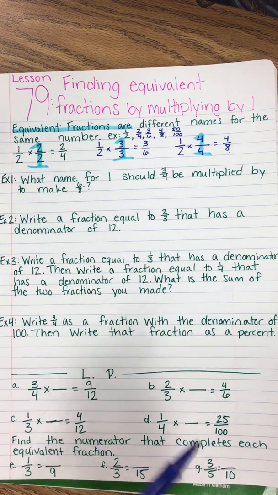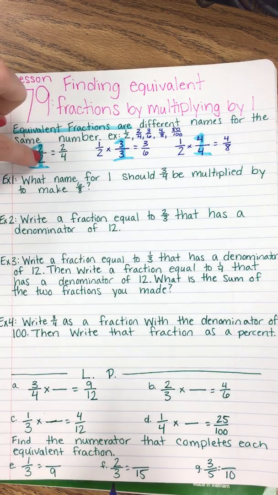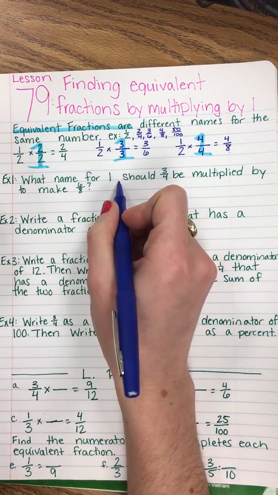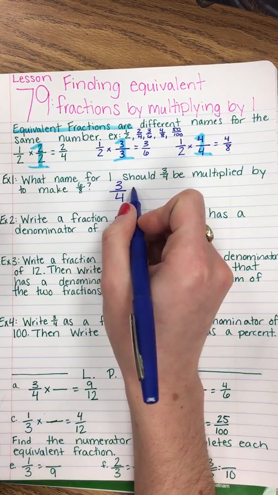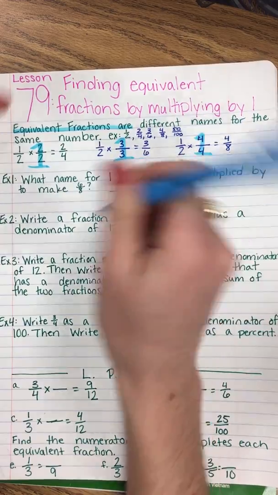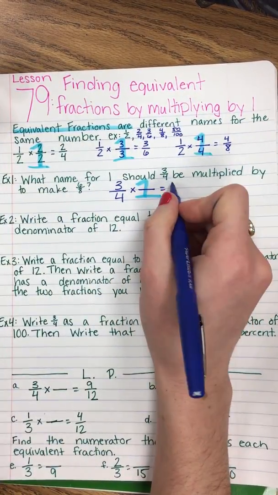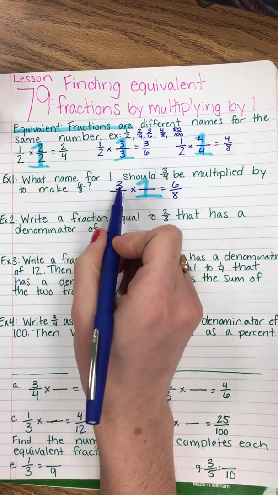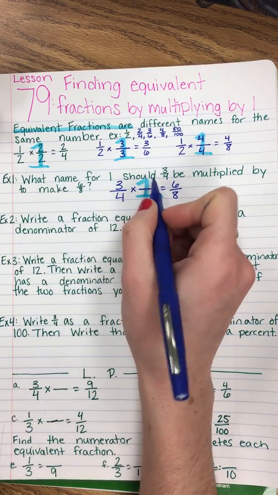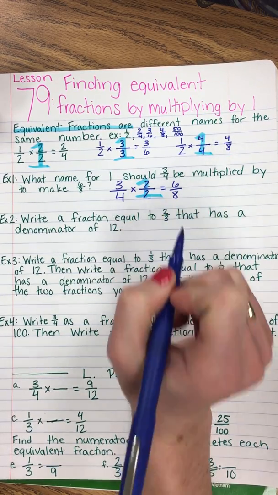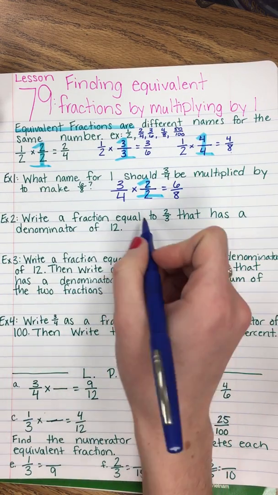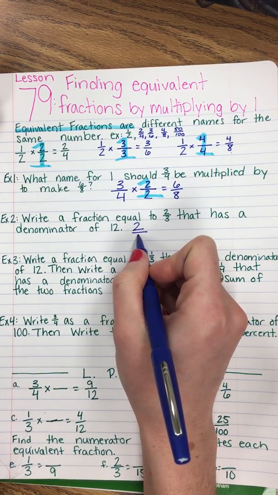So example 1. What name for one should 3/4 be multiplied by to make 6/8? So you've got 3/4 times what, equivalent to 1, will equal 6/8. What do you multiply 3 by to get to 6? And what do you multiply 4 by to get to 8? The number is going to be the same because it's equal to 1. It's 2/2.